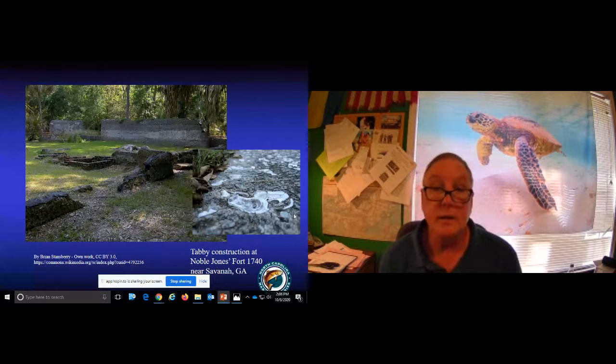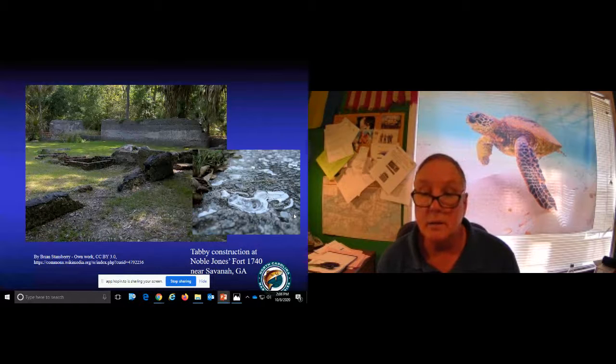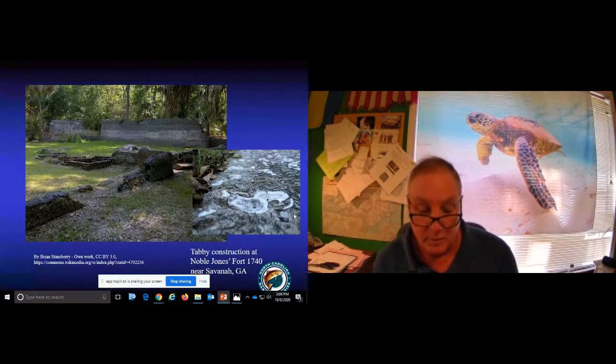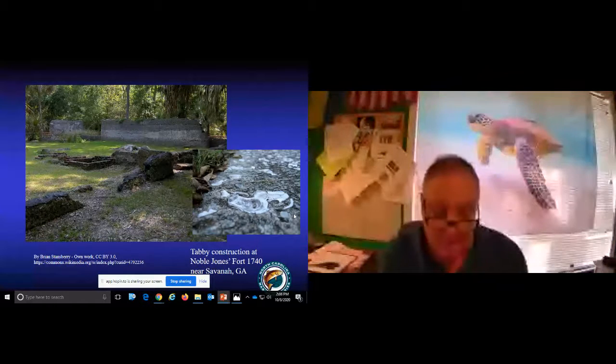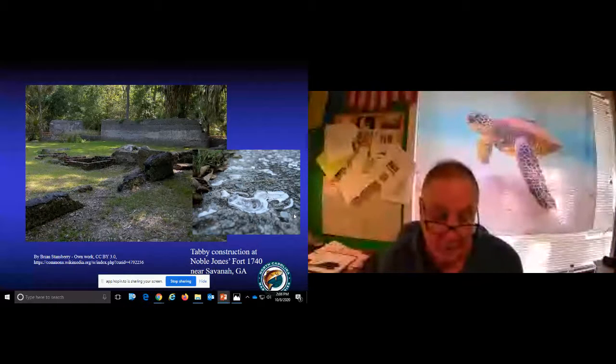And you can see that the base of the walls are still fairly in good shape. And in the little inset picture at the right, you can actually see the oyster shells embedded in that mixture. If you go to Savannah, Charleston, Wilmington, and places like that, you can still see evidence of this tabby construction today. I thought, this really didn't have a whole lot to do with shellfish, but I just thought this was a cool picture, so I wanted to include it.